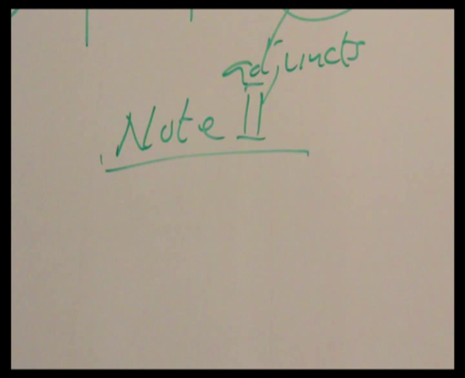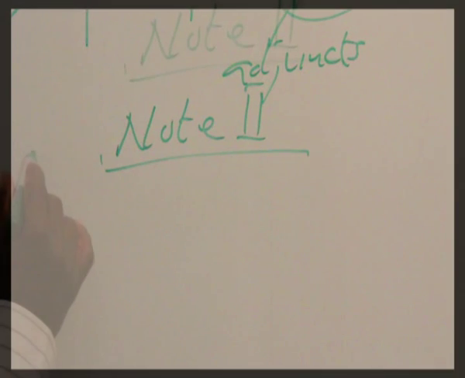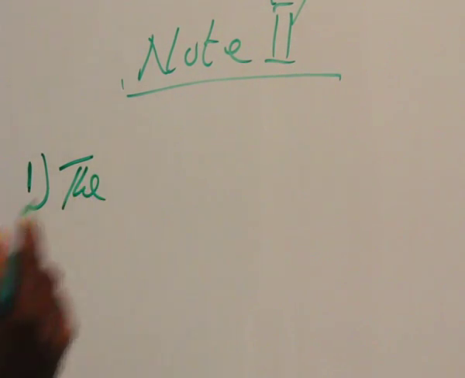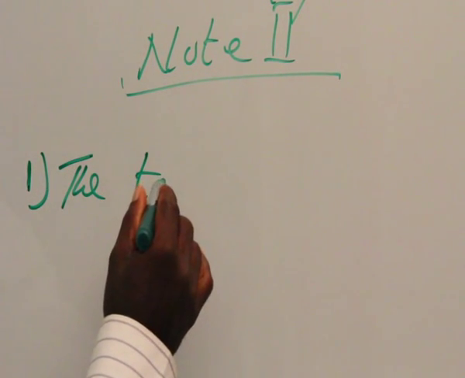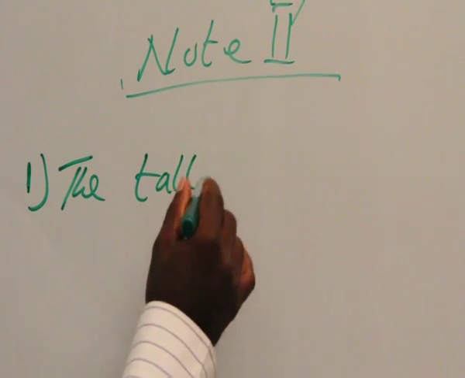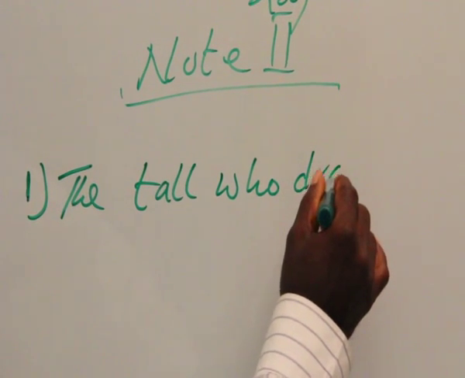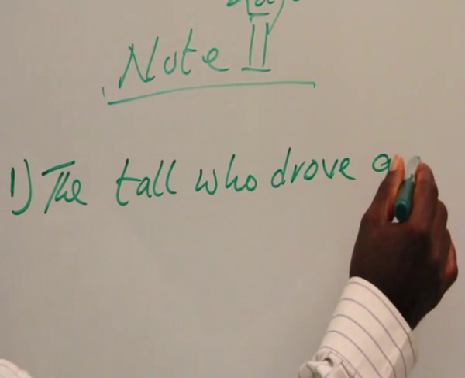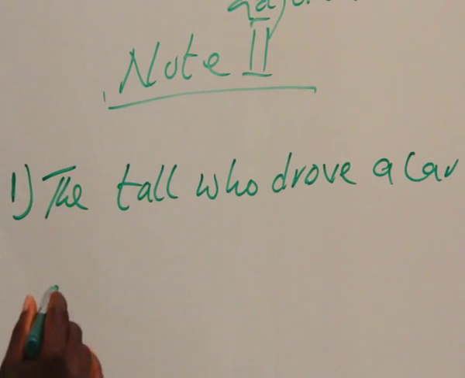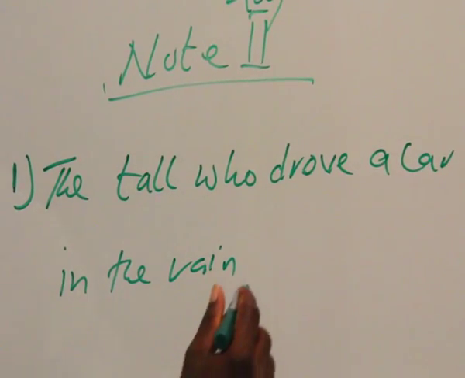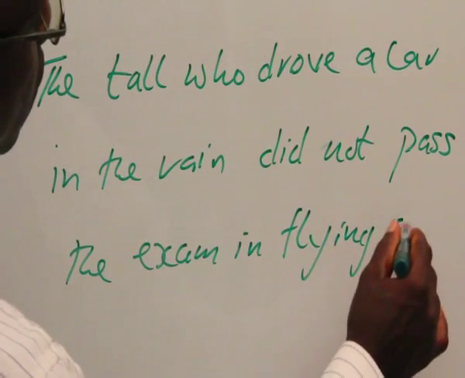Now let's try an example. It will be a long one. So let's take it from here. Who drove a car in the rain? Colors.